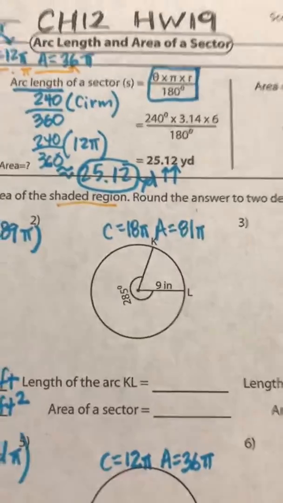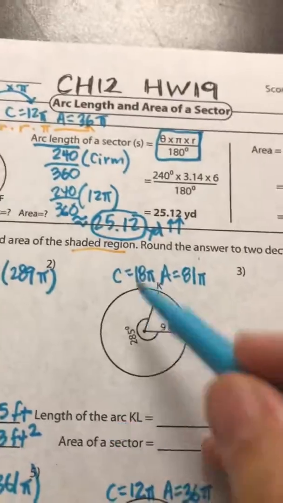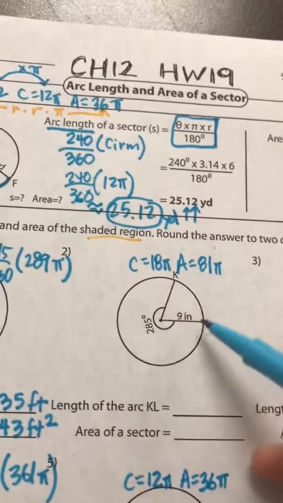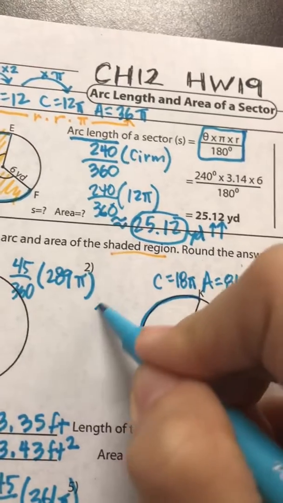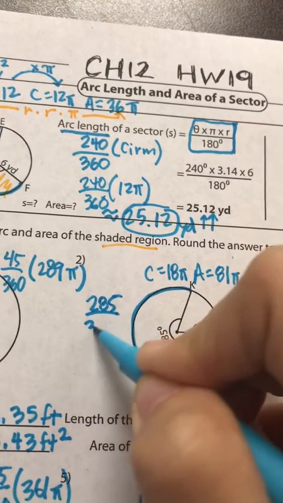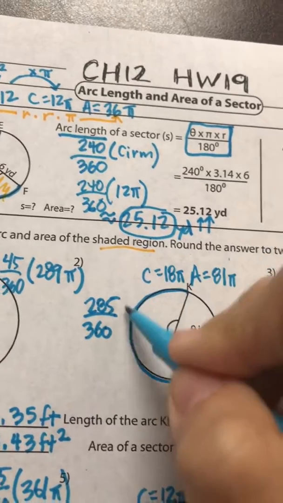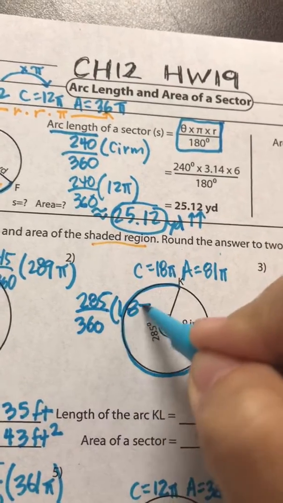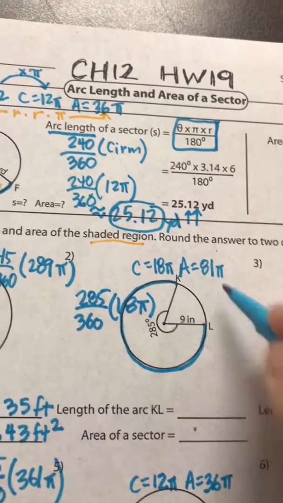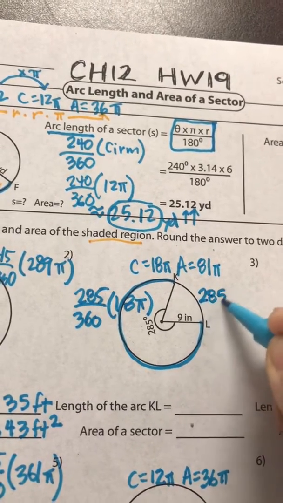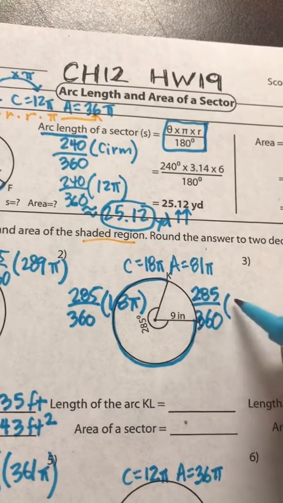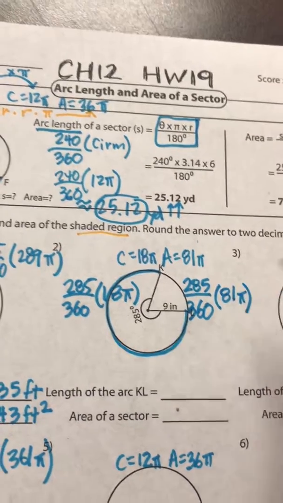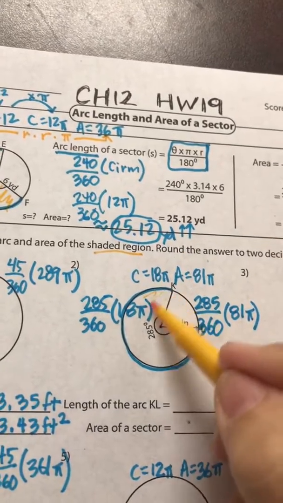All right, question number 2. We want a portion, so the portion of the circumference I want is 285 over the 360, and that's the part of the circumference I want, 18 pi. For area, sector area would be the same fraction, and that's the portion of the circle that I want.